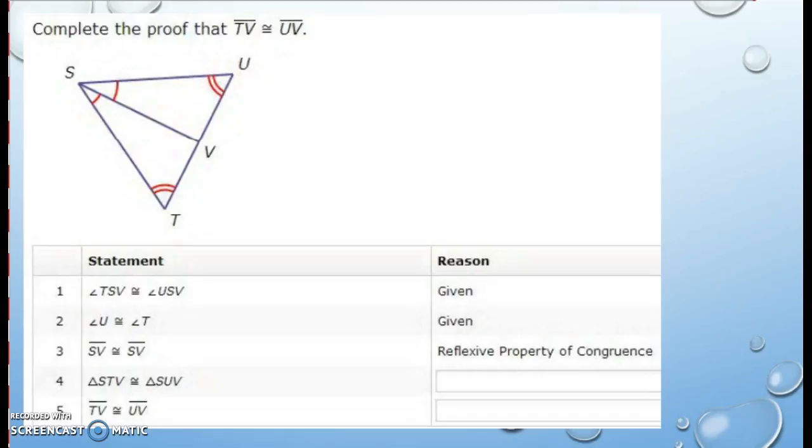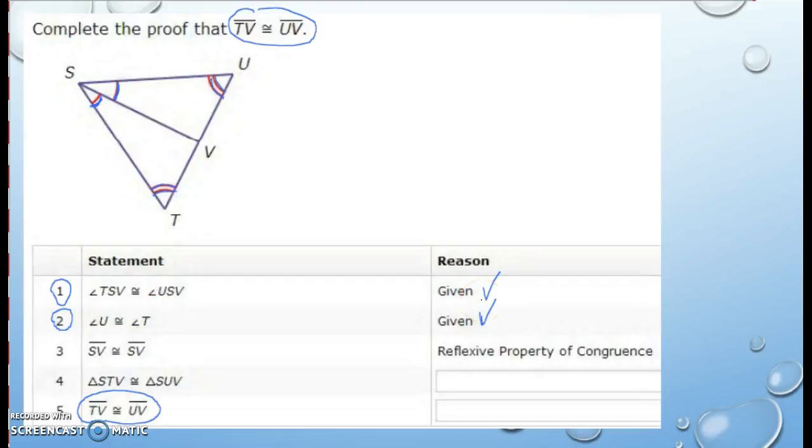All right, here we want to complete the proof showing that TV is congruent to UV. So right there, that's what we want to show. That's got to go in our last statement box. So let's walk through what we're given to start with. Statement 1 says angle TSV is congruent to angle USV. Well, TSV, that's this angle here, and that's given to be congruent to this angle. So the reason is given. The second thing we're given is that angle U with 2 arc marks is congruent to angle T with the matching pair of arc marks. So angle U must be congruent to angle T.